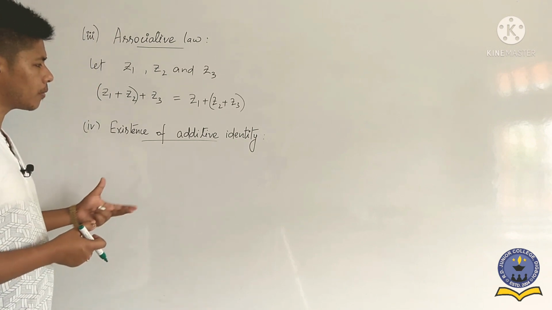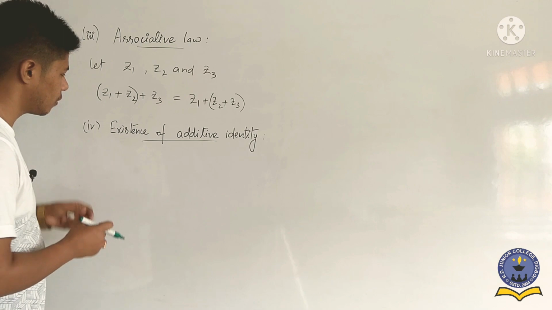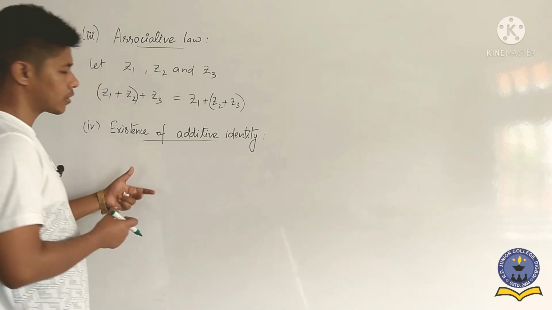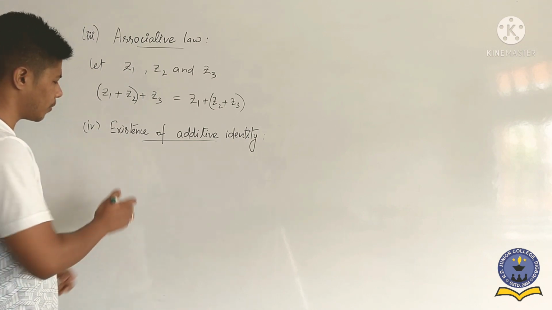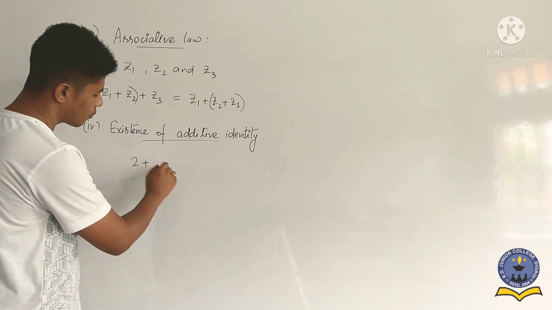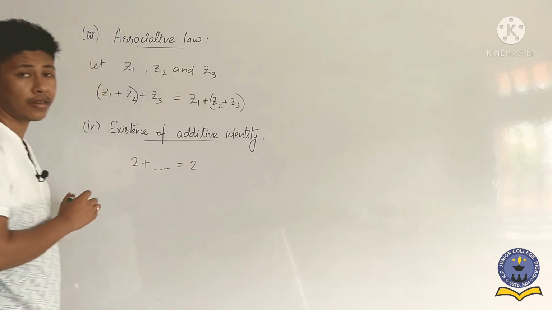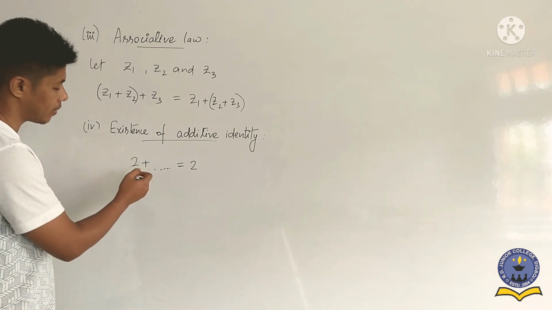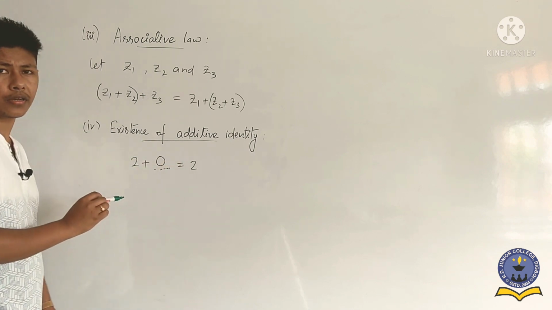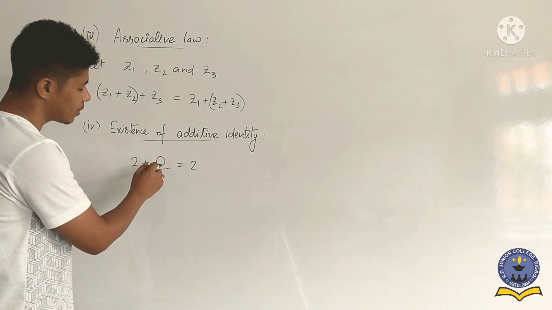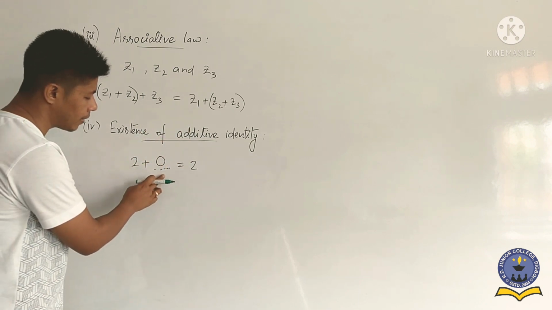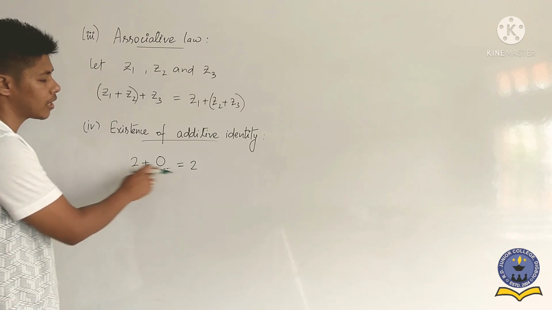So in case of additive identity, what is the meaning? In general, before we start the complex number, if we consider a real number, suppose the real number we consider is 2, how much do we have to add here to get the same result again? Obviously here we have to add 0, is not it? Because 2 plus 0 equals 2. So this 0 is known as additive identity. Because when we add this number with the given number, the result we get is the same.